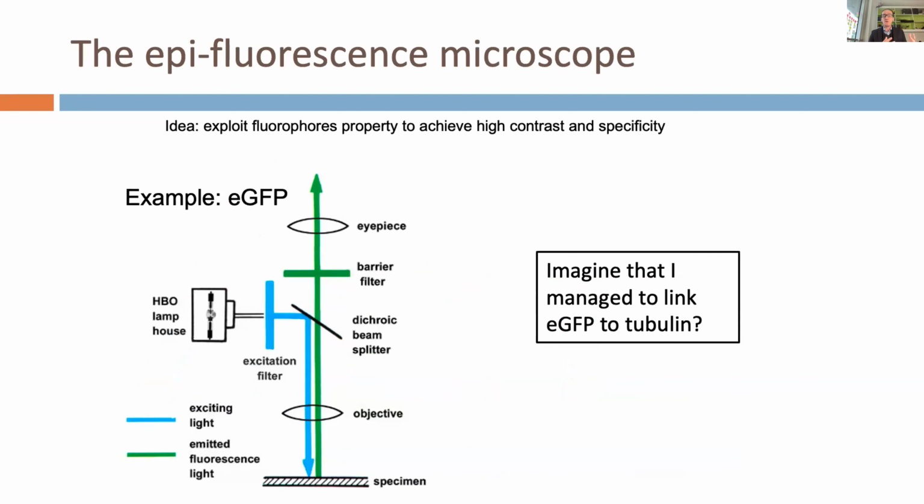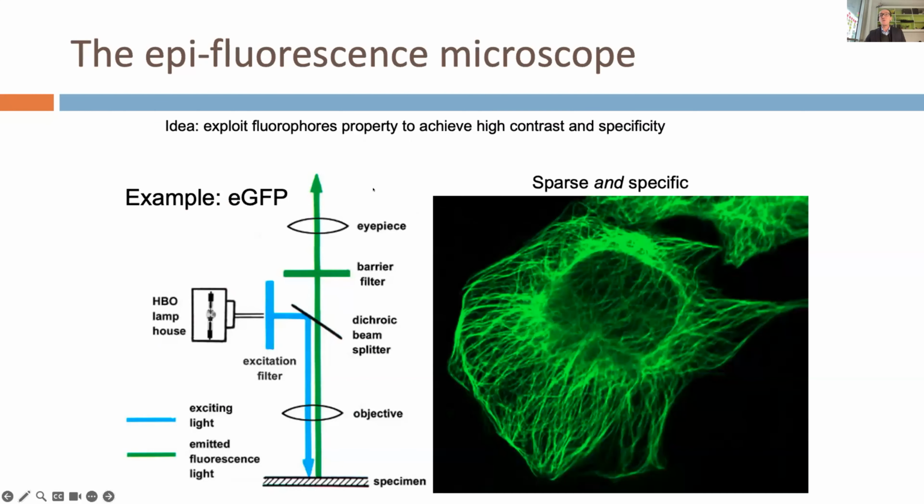This is exploited in special microscope design. For instance, in the case of GFP, they are made to shine blue light on the sample and collect only the green light so that you see only the part of the cells that you stained. Here, I have stained the microtubules of a cell, and this is what I image. I really see the cell itself, the structure, with a very good contrast, something that is specific. I see the microtubules and only them, and something which is sparse.